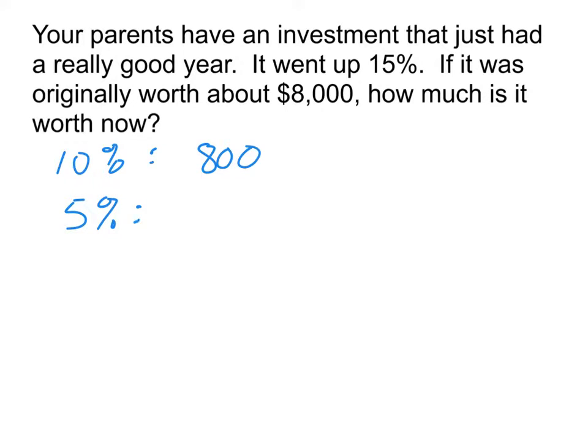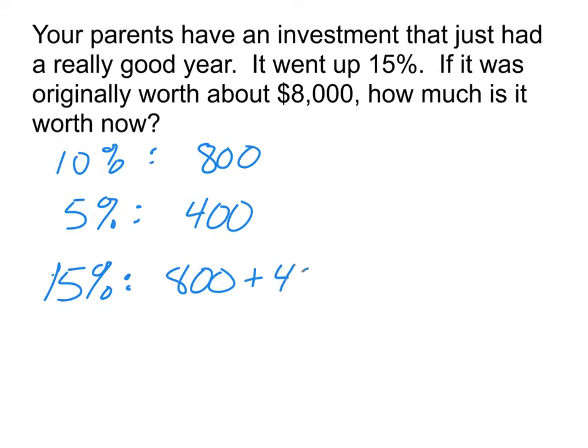So 5% is going to be half of 10%, right? So that's going to be 400. I just took my 10% and cut it in half. Then if I want to know what 15% is, I take my 800 and add the 400. That gives me 1,200.